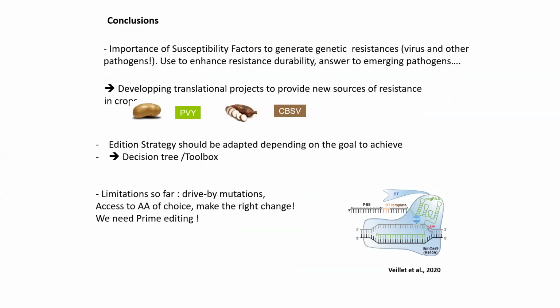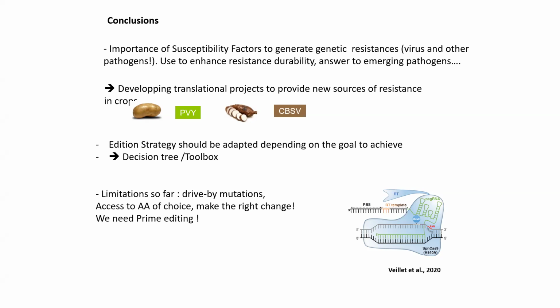So, conclusion: we think this work shows the importance of susceptibility factors to generate genetic resistances. But as I said, you have to be able to balance resistance and development. And this gave rise to a translational project to extend those resistance mechanisms to other species. That would be, for example, potato for resistance to PVY, as presented last time by Laurent Glay. But we also try to carry on a similar project on cassava for cassava brown streak virus.